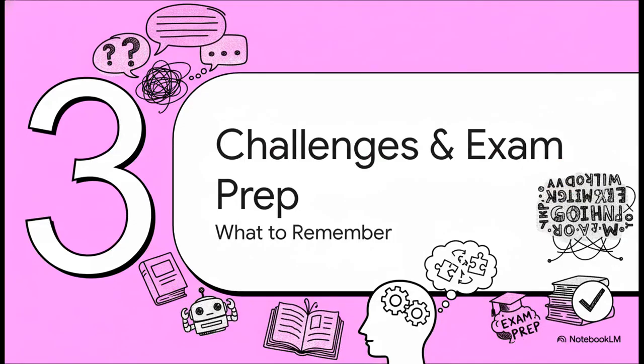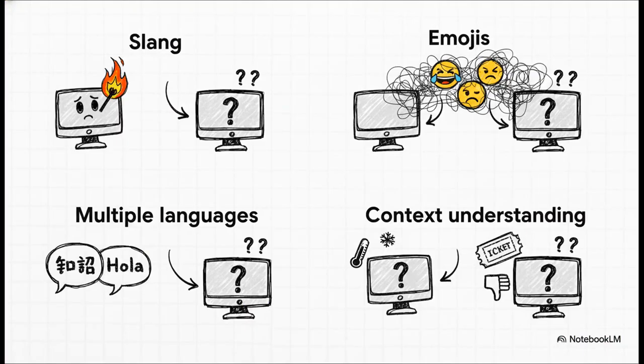Now, as incredible as all this is, NLP is not a perfect science. Human language is, well, it's tricky. Let's touch on some of the big challenges, and then we'll wrap this up with a nice summary for your exam prep. Slang changes all the time. Emojis can have dozens of different meanings, and context is king. The word "sick" can mean you're ill, or it can mean something is really cool. These are the kinds of problems that researchers are still working hard to solve.